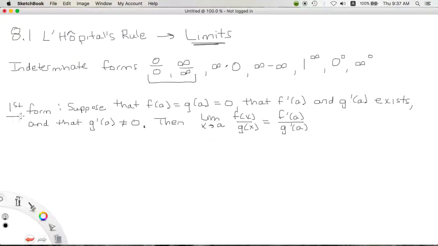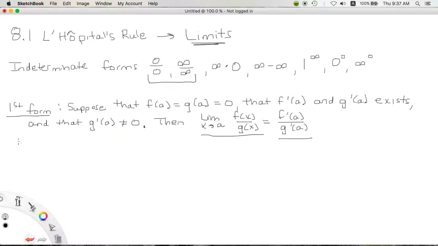The first form of L'Hopital's rule, which actually is very simplified and it isn't exactly how we're going to use it, but it gives us an introduction, says suppose that f of a equals g of a equals 0, and that f prime at a and g prime at a exist, and that g prime of a is not equal to 0. Then if you have the limit as x goes to a, which we would plug it in and end up getting 0 over 0, then that's equal to the derivative at both of those points. So let's see how we got that.